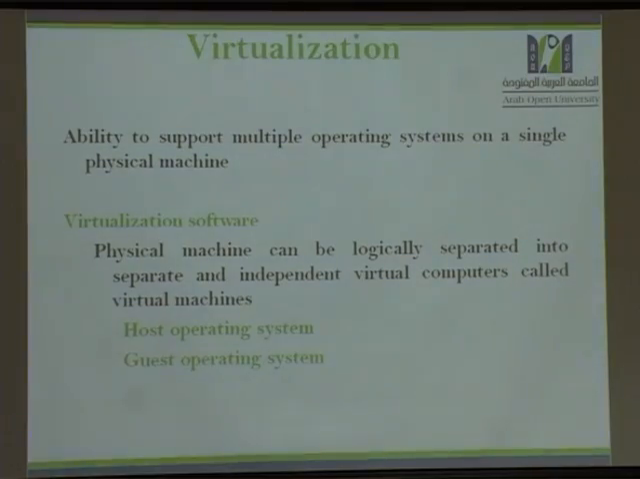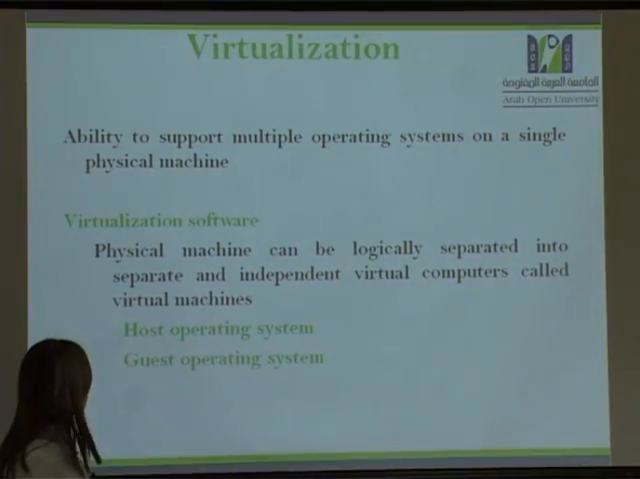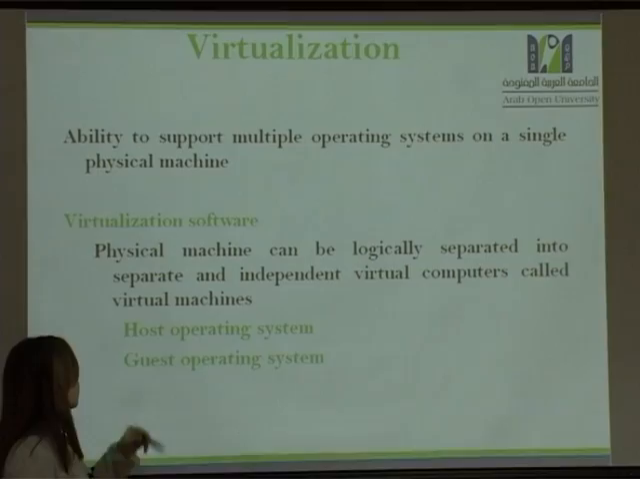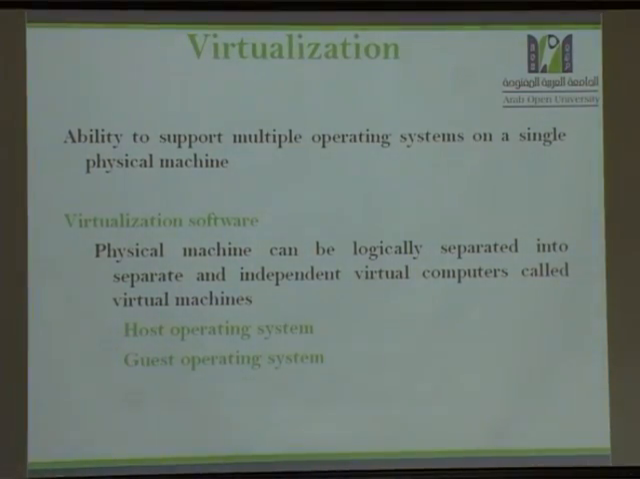Okay, let me go to this slide. Something called virtualization. Virtualization means the ability to support multiple operating systems on one single physical machine. One of them will work as a host operating system, the original operating system, and this is the Mac operating system, and the second one will be a guest operating system, which is the Windows operating system. This physical machine can logically be split or separated into two separate parts, independent virtual computers called virtual machines.